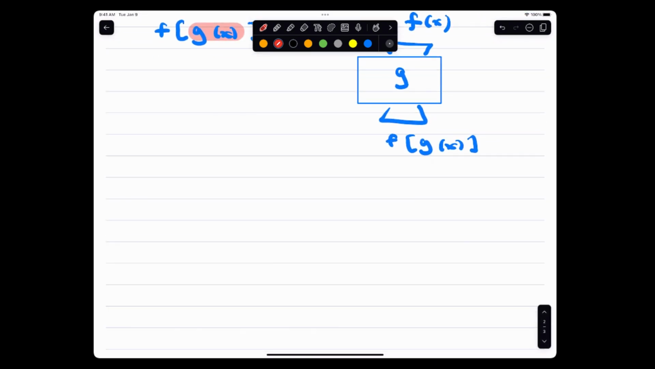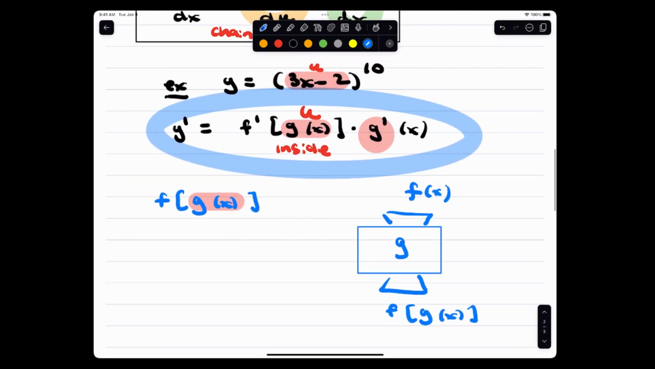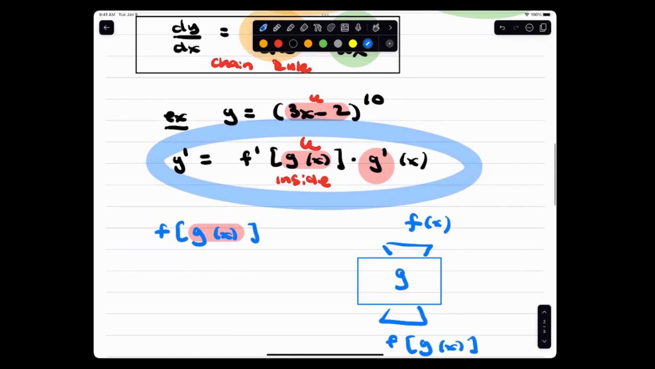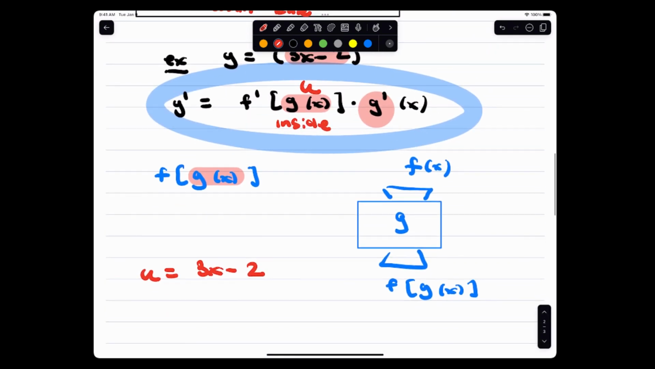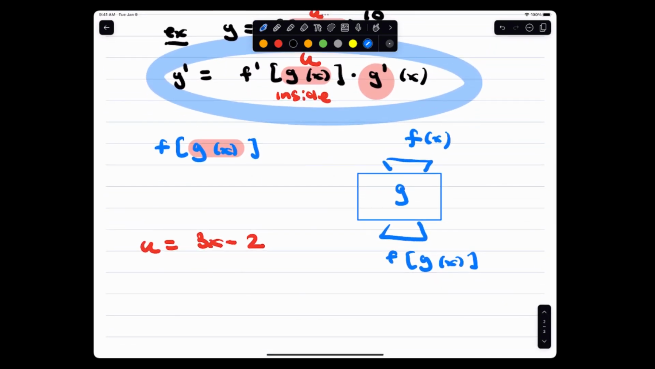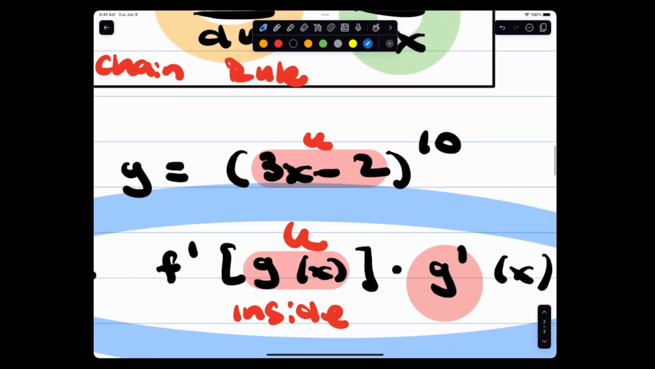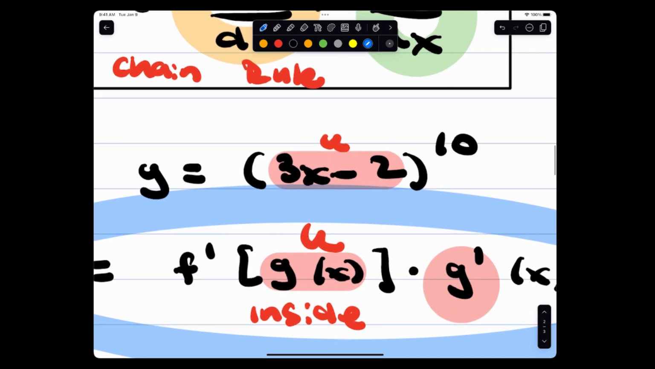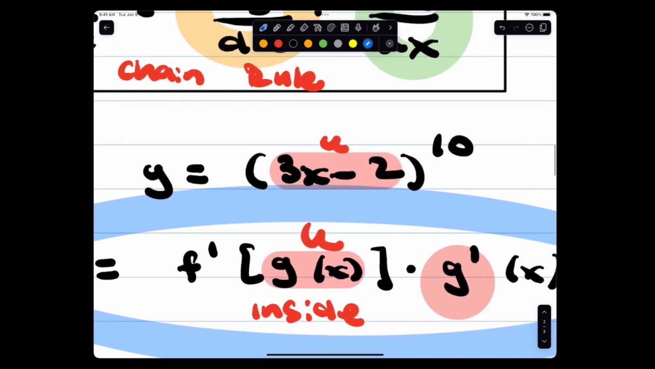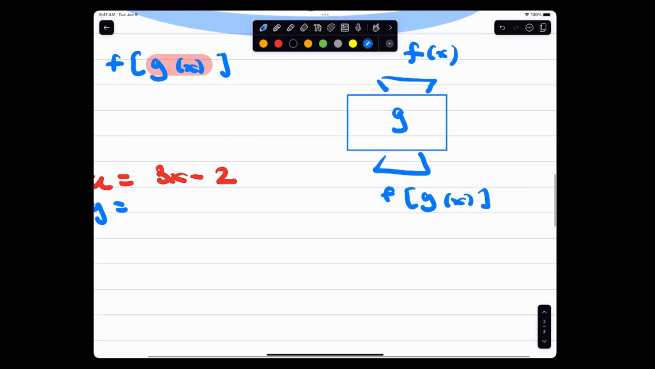So, you say, well, how do I use this? Well, here's how the book will want you to start. The book will say, let u be what? 3x minus 2. That's what the book says. What does y become then? Then that means your y will be what? See this? What is y now? It's u to the what? 10th power. You guys okay with that?